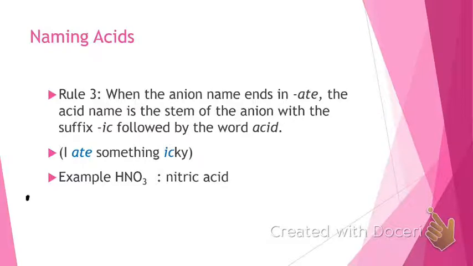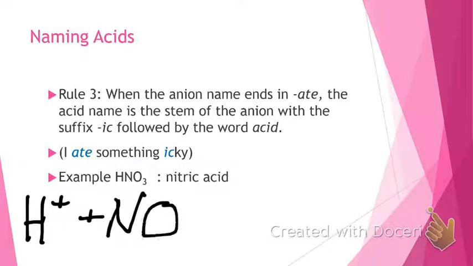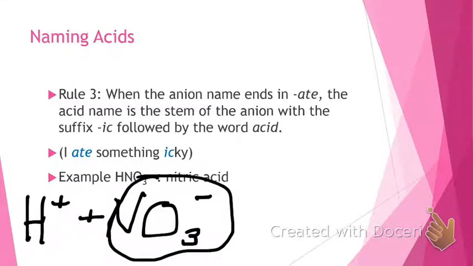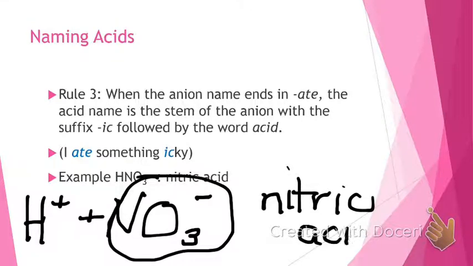Okay, so if we take a look at this one and we put this acid in water, it would break up into an H plus and NO3 minus anion. You're going to recognize NO3 minus as nitrate. So when we name that, we have to name it nitric acid because it came from an ate, so we give it the ic ending.